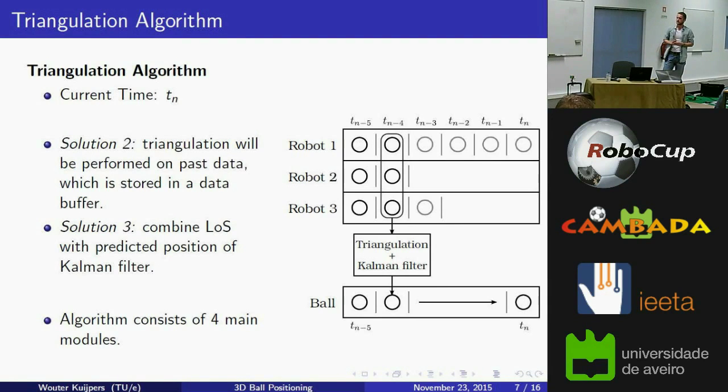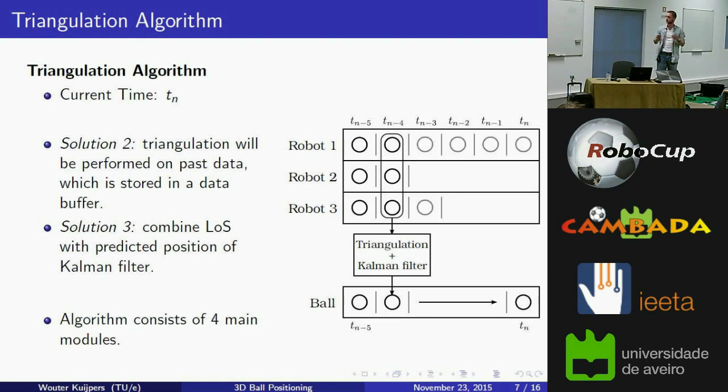Then as the solution to the third challenge, it's to combine the line of sight we have from the robot with the actual predicted position for that moment of time by the Kalman filter. But I will get back to that in a moment with a bit more detailed explanation, because in a moment I want to continue with an explanation of the algorithm itself.